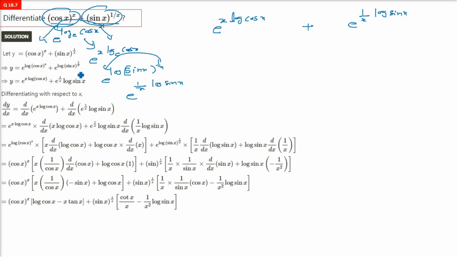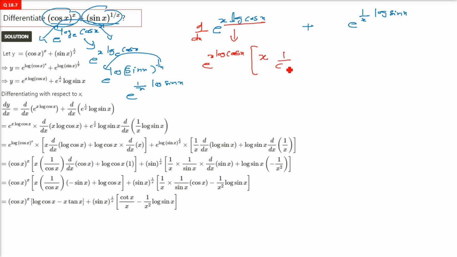See, u and v separately, du by dx, dv by dx, all this, that is a longer way to achieve the answer. Here you will see how easy it will be. Because d by dx of this term, e to the power of anything will be e to the power of that thing only. And this e to the power x log cos x is nothing but cos x to the power x. Alright? Then the differentiation of x log cos x.